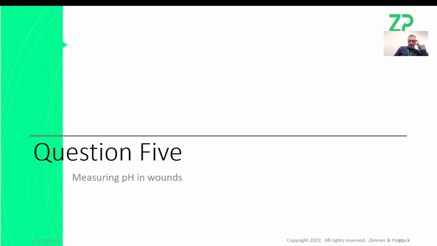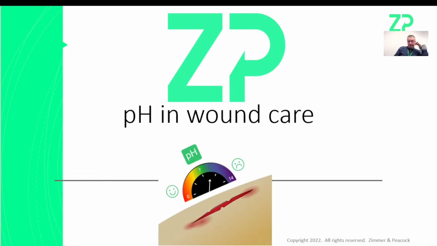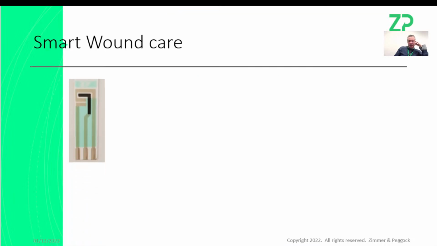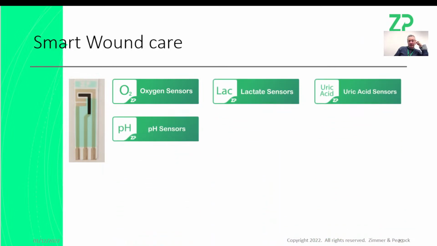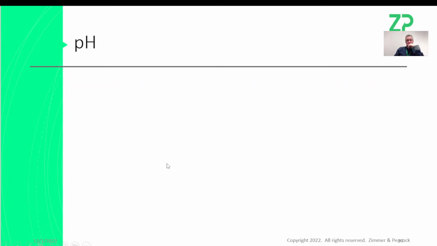We do get, honestly, at the moment, I think there's been a real sea change in people wanting to make smart wound care solutions. And so at ZP, we do get a lot of inquiries around this. And what's kind of nice is, we have these very solid state sensors. We can do oxygen and lactate and uric acid and pH and purines. And all of these have been indicated to be indicators of the healthiness of a wound.